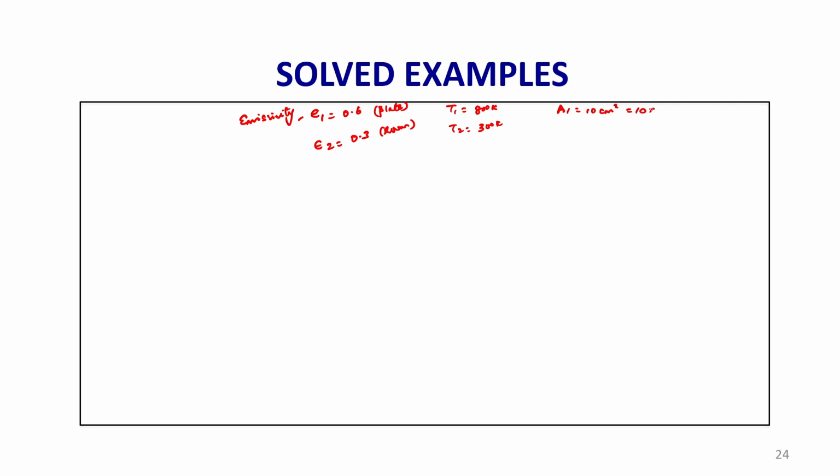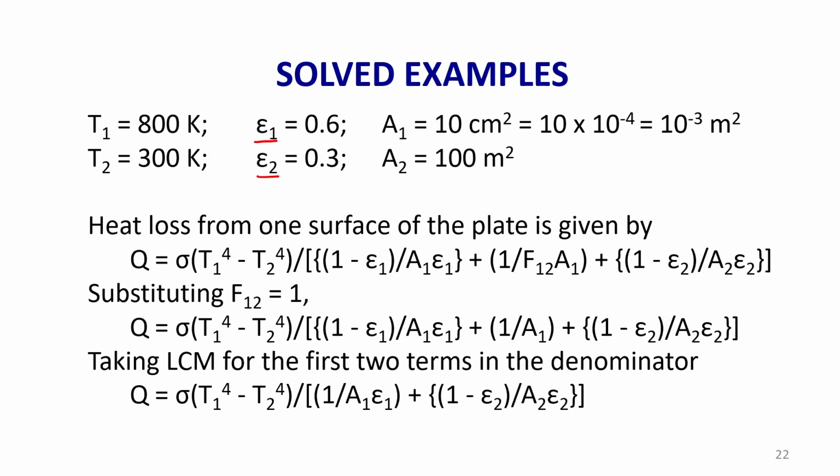So, 10 into 10 power minus 4, since 1 centimeter is 10 power minus 2 meter, so square is 10 power minus 4 meter square. So, 10 into 10 power minus 4 can be written as 10 power minus 3 meter square, and the area of the room is given in meter square only. The surface area of the room is 100 meter square. So, this is the given data.